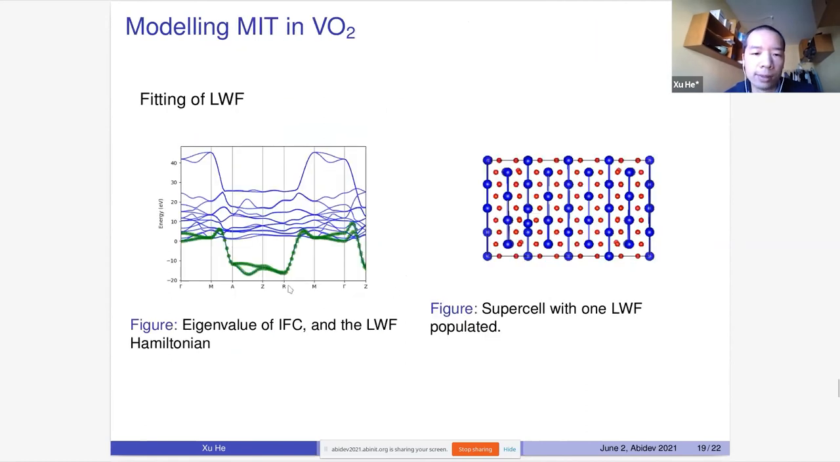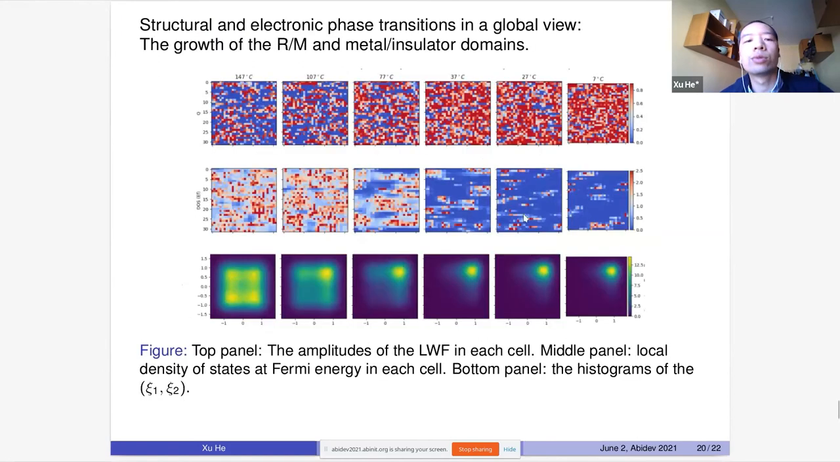So we could select the two unstable branches and build the lattice Wannier function here. This is the eigenvalue of the IFC, not the phonon, but it's quite similar. If we put one lattice Wannier function in a supercell, it looks like this, so we can see some local distortions. Then we could do the dynamics of lattice Wannier functions and see the local lattice Wannier function amplitude. We could see that at high temperature and at no temperature.